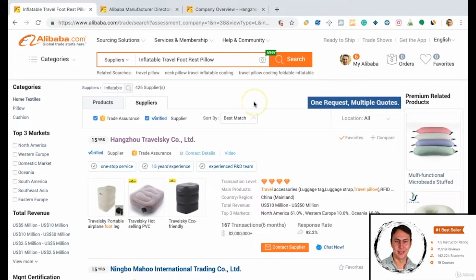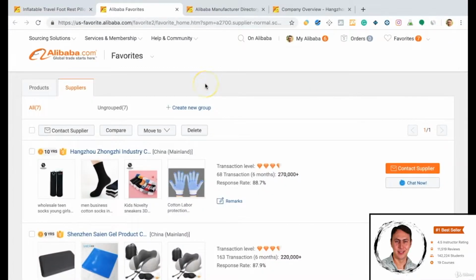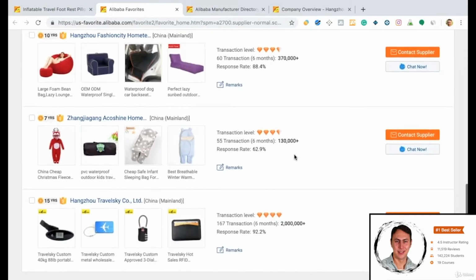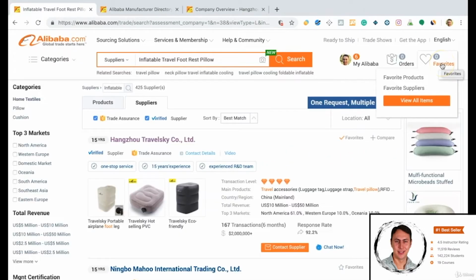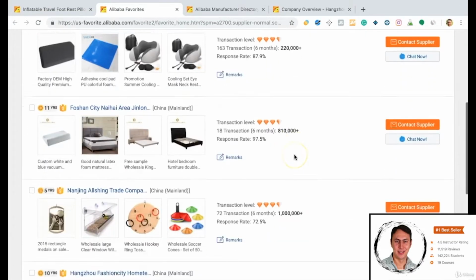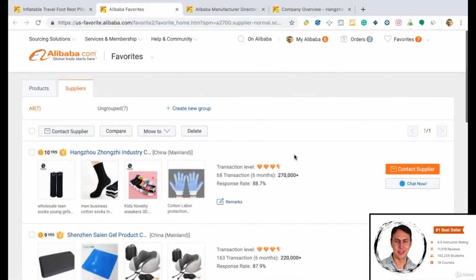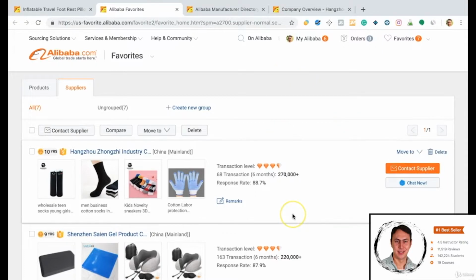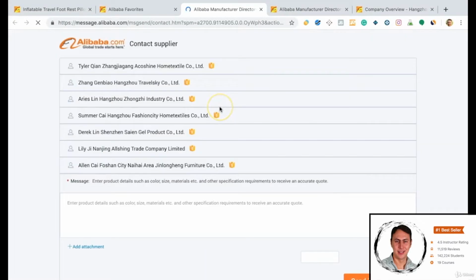Alright, I have chosen 6 or 7 of them. How can we send them a bulk message? I will show you how. We are clicking the Favorites section at the top right. All the manufacturers I have chosen are visible here. Now, if you want, you can contact them one by one by clicking the Contact Supplier section on the right. However, we want to contact all of them at the same time. So we are clicking the little box on the left, and then clicking the Contact Suppliers section, which means contact all of them. All the manufacturers are on the list, and we'll send messages to all of them.